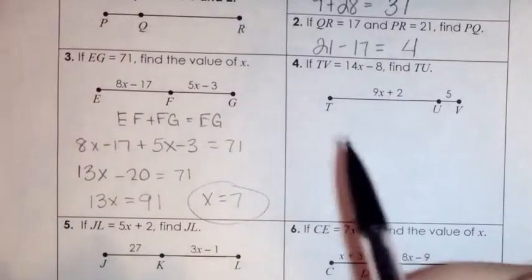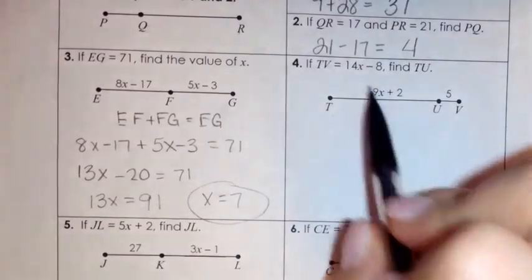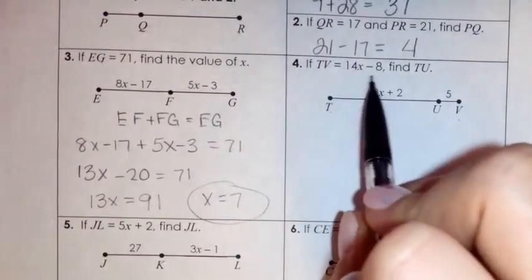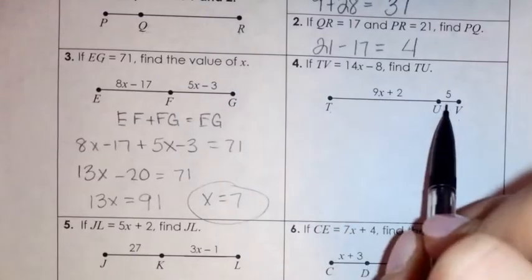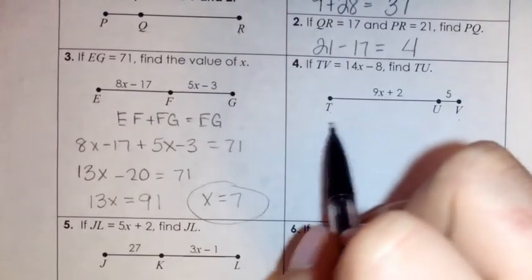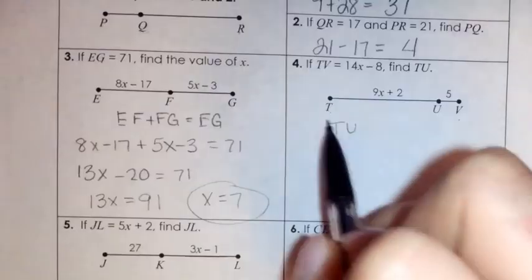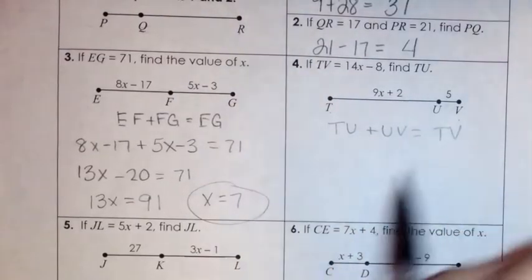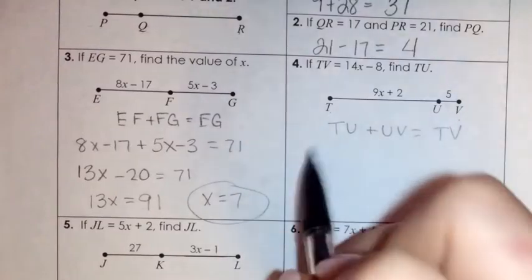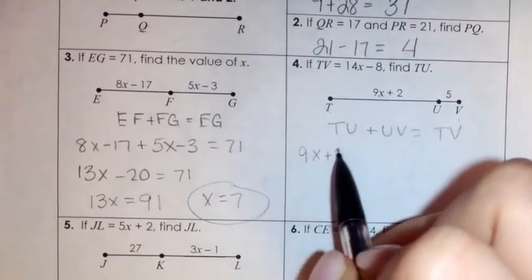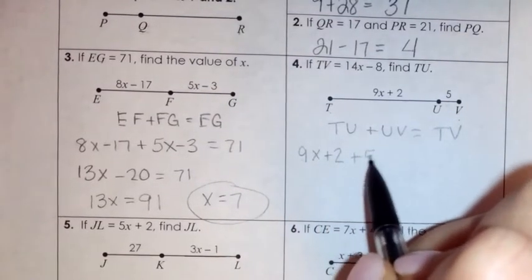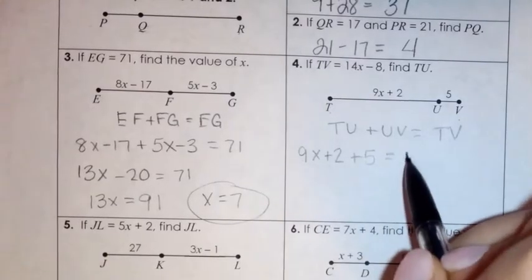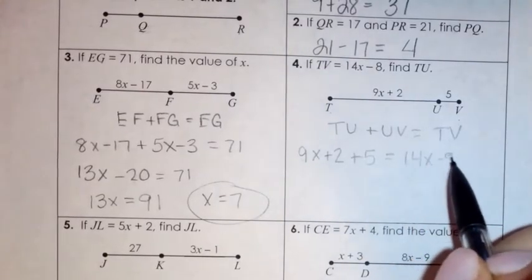Okay, so let's do TV. So we're told TV is 14x minus 8. This is 9x plus 2, and this is 5. So if we do the same thing, we write a segment addition postulate. TU plus UV is equal to TV. We just plug in what we know. We know TU is 9x plus 2. We know UV is 5. And TV is 14x minus 8.